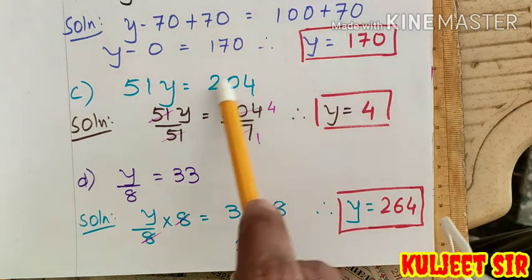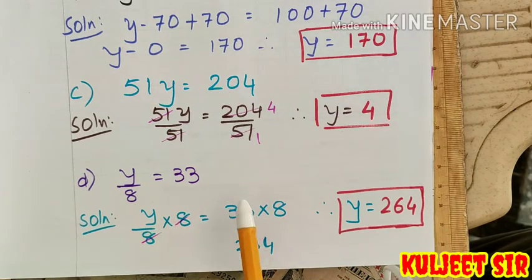So you can see these are all the sums solved by using inverse operation. I repeat once again, plus we have to use minus. Wherever there is a minus, we have to use plus sign. Multiplication, we have to be using a division sign, and wherever there is a division, there we have to be using the multiplication sign.